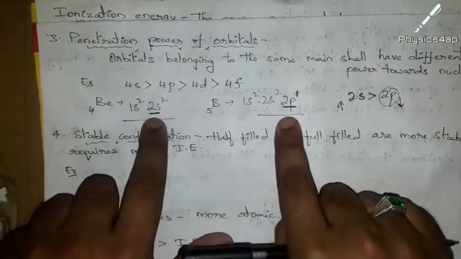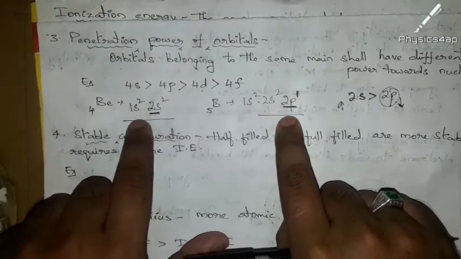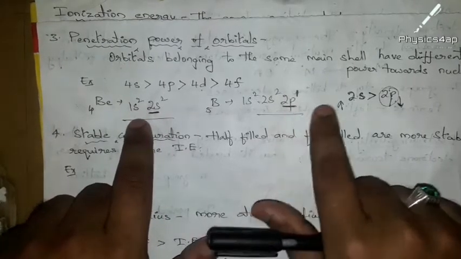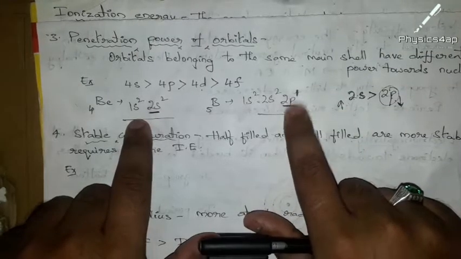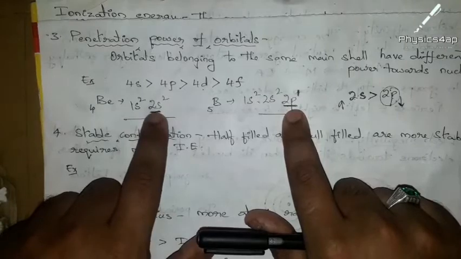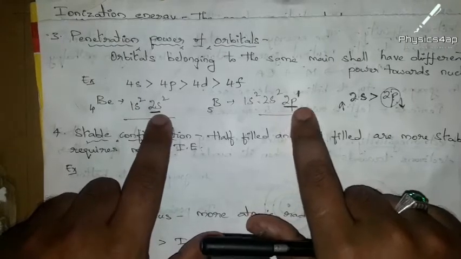Yes, 2p. Why? Because 2s has more penetrating power, so we need more energy. 2p has less penetrating power, so we need less energy, and we can easily remove the electron. So that is about the penetration power of the orbitals.